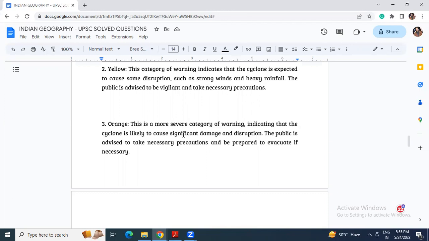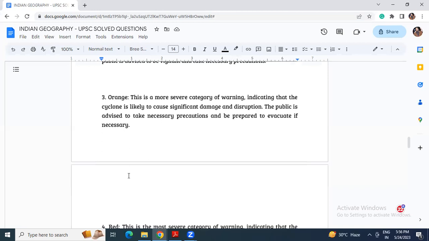Then orange: this is a more severe category of warning, indicating that the cyclone is likely to cause significant damage and disruption. The public is advised to take necessary precautions and be prepared to evacuate if necessary. So in yellow, it is not said that they need to be evacuated. But in orange, which is comparatively more severe than yellow, the public is already advised to get prepared for the evacuation also if necessary.